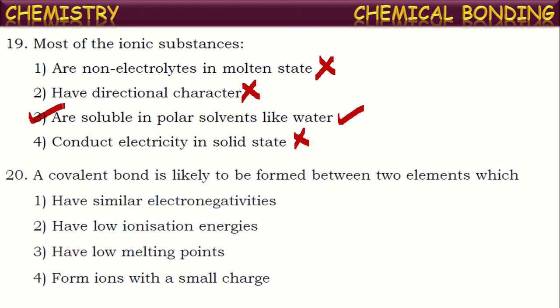Okay, next one. A covalent bond is likely to be formed between two elements which have... So a covalent bond is formed between atoms which have similar electronegativities. If both the atoms have similar electronegativities, then they form a covalent bond. Here it is. Atoms with similar electronegativities would like to form a covalent bond.